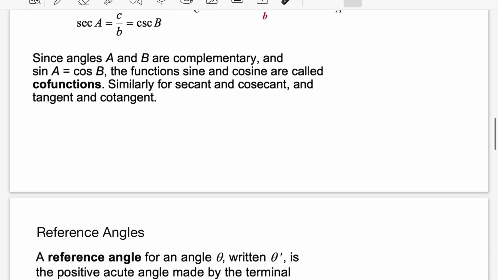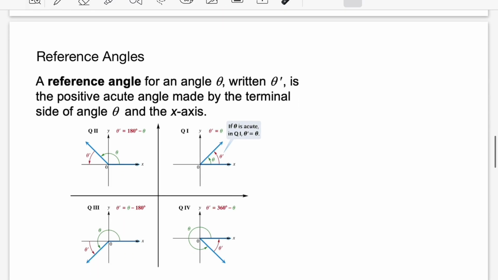Now, this brings us to our next definition, reference angles. A reference angle for an angle theta is going to be written as theta prime here. That's what that means. And it's going to be the positive acute angle made by the terminal side of angle theta and the x-axis here. So we have different cases here. For example, if theta is acute, so it's in the first quadrant here, then theta is going to be equal to theta prime.